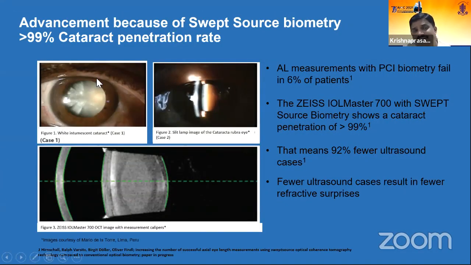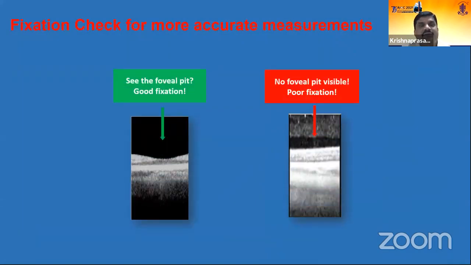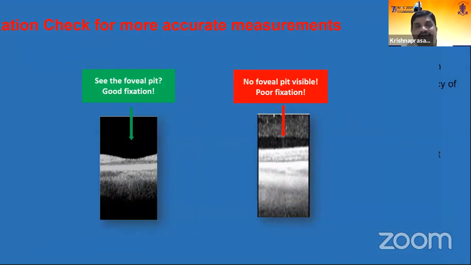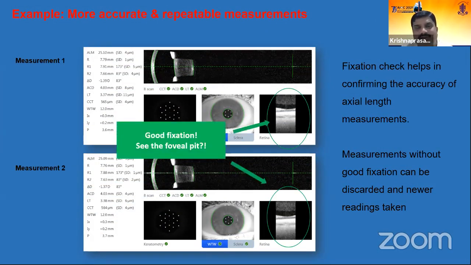But what is the greatest thing, if you can see here, about intumescent cataract? In 99% of cases of intumescent cataract, it penetrates through. Even with ultrasound, only 92% of cases get the reading, but here, 99% of cases it takes the reading. That is one of the phenomenal features of this. You can also see the foveal pit, and whether it's good fixation or poor fixation. This is just a few of the examples I am showing you. I will not go into much detail.